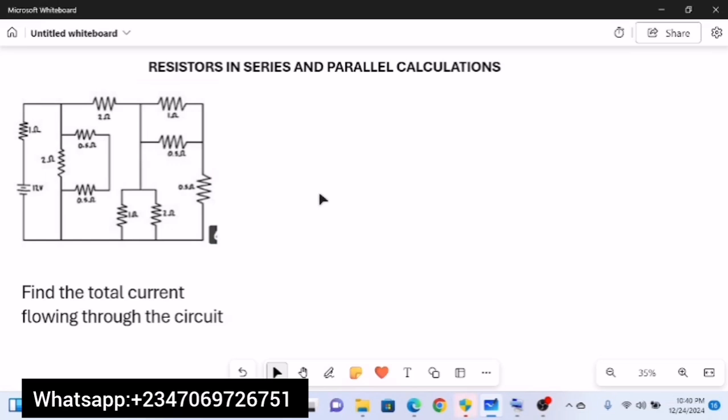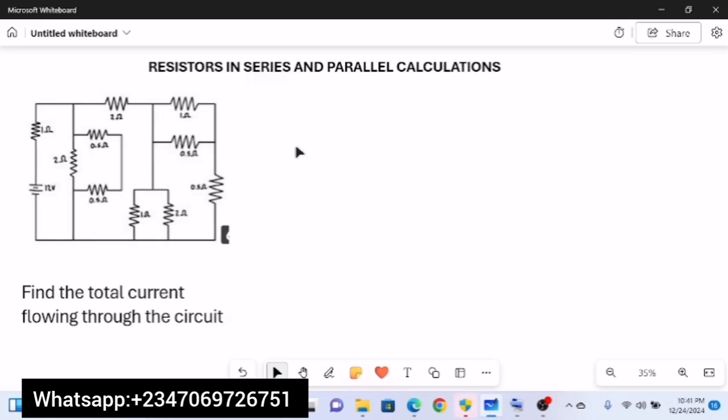Now, in order to find the current flowing through the circuit, we have to first of all break down the circuit and find an equivalent resistance. Then when we obtain the equivalent resistance, we can employ Ohm's law to find the current flowing through the circuit. So our first task is to break this circuit into a single circuit to obtain an equivalent resistance. Alright, so let's start. Since this is a network of different resistors connected both in series and parallel, you have to be very careful when breaking these circuits.